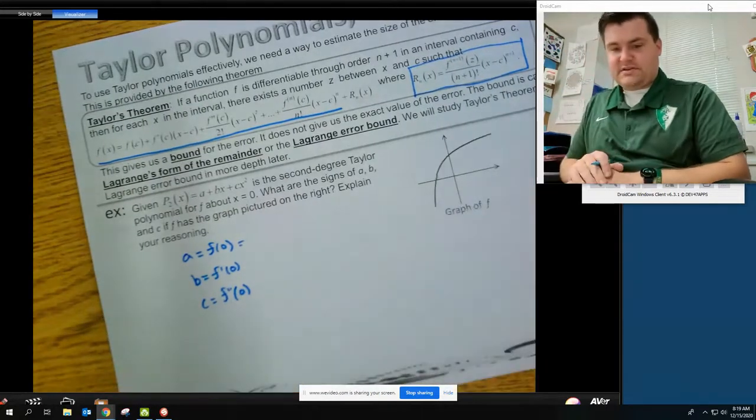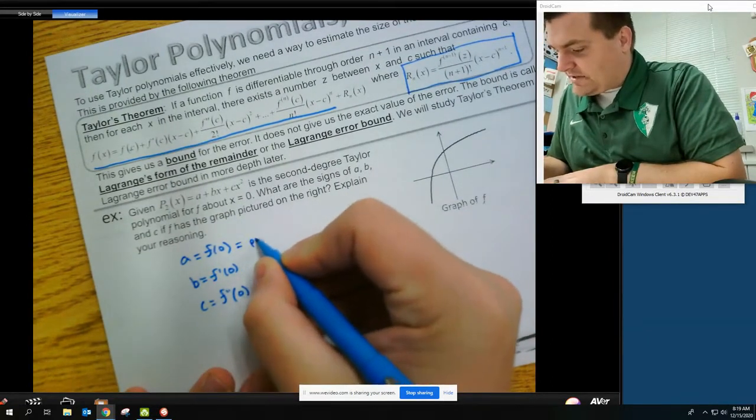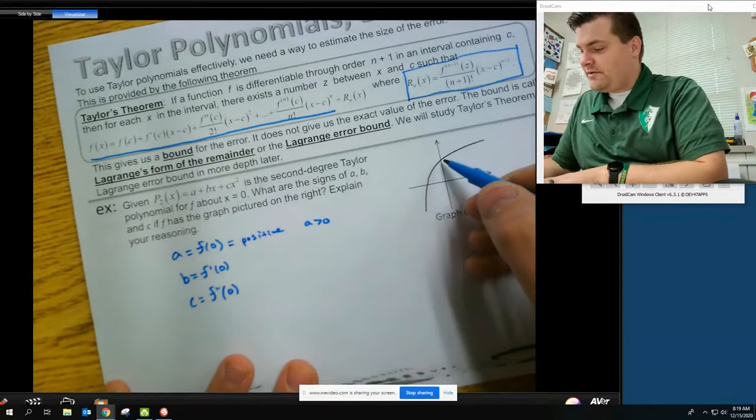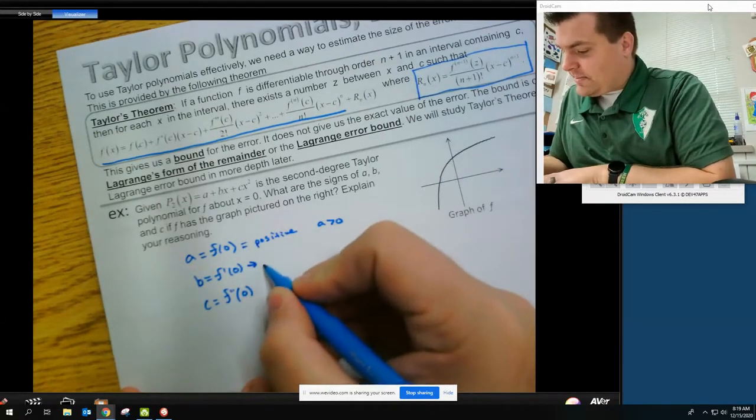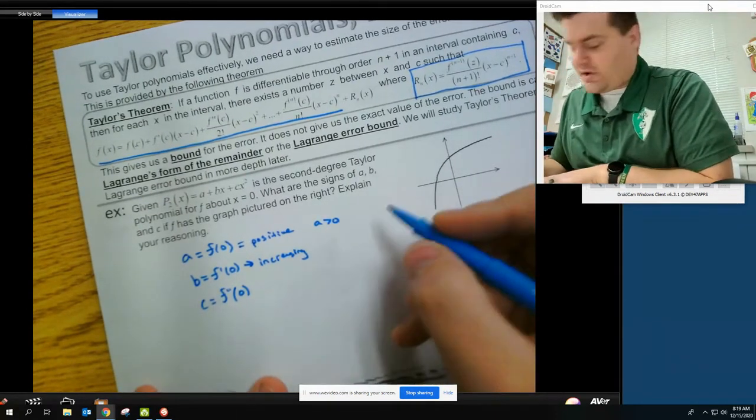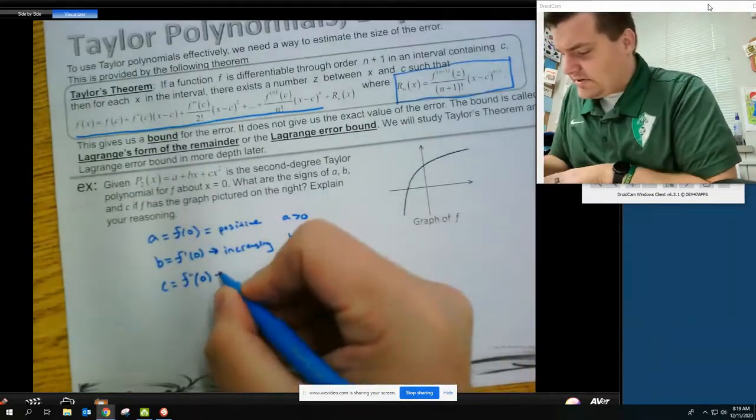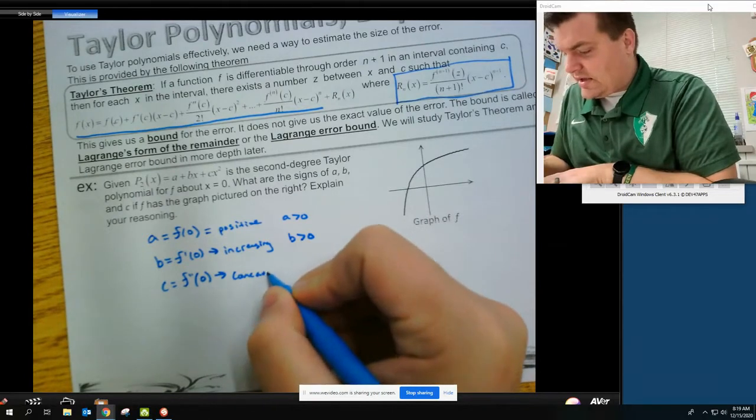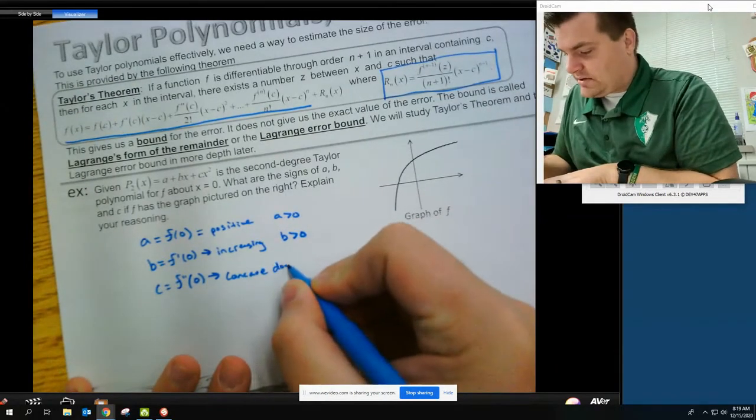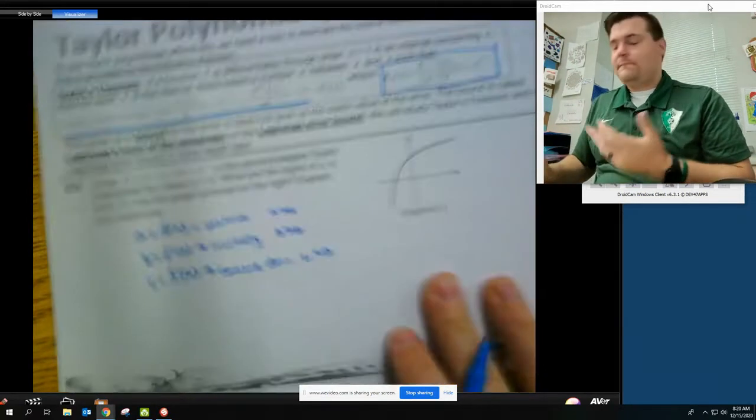Okay, so what's f of 0? F of 0 is going to be some positive number. So a is greater than 0. What's the derivative now? Well, this is increasing. So b is also greater than 0. And for the second derivative, is this concave up or down? Just look at it. Kind of looks like an N, so it's concave down. So c is less than 0. So that's all we were looking for.